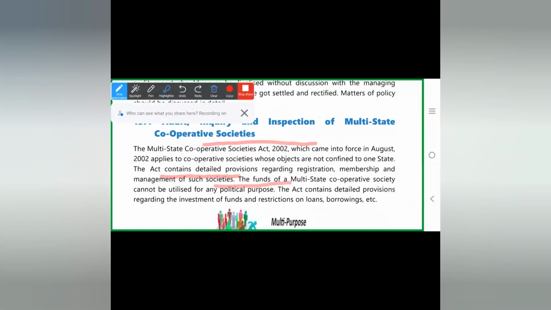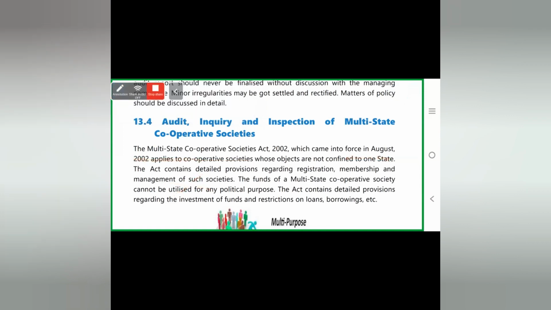So, Multi-State Cooperative Societies Act 2002 came into force in August 2002, which applies to cooperative societies whose objects are not confined to one state. So, the funds of multi-state cooperative society cannot be utilized for any political purpose. This act contains detailed provisions regarding the investment of fund and restriction on loans, borrowings, etc.